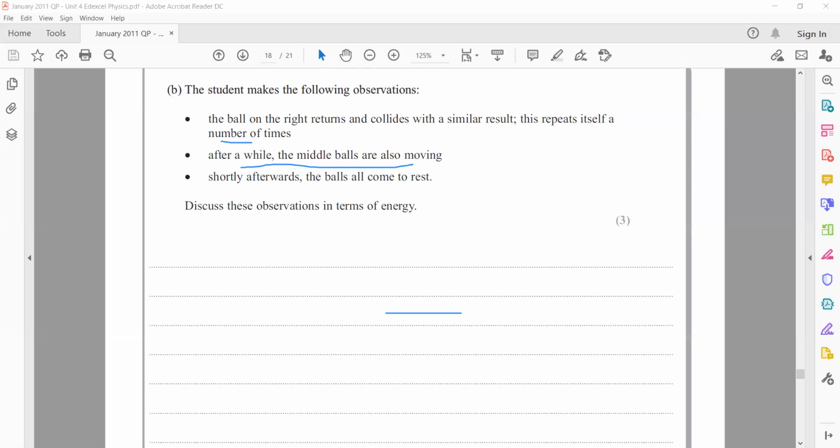Is it clear? Sir, they stop because the energy is transferred to the surroundings? The energy is transferred to all the balls as internal energy, and some of the energy is transferred to the surroundings in the form of sound or heat energy.